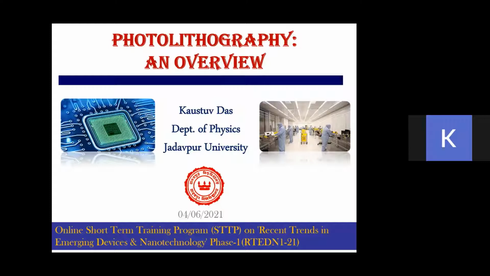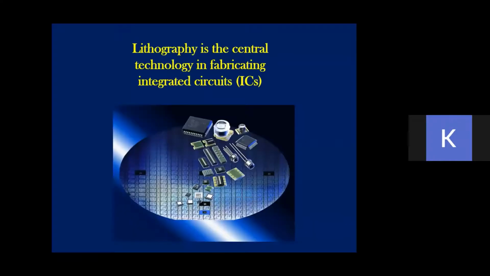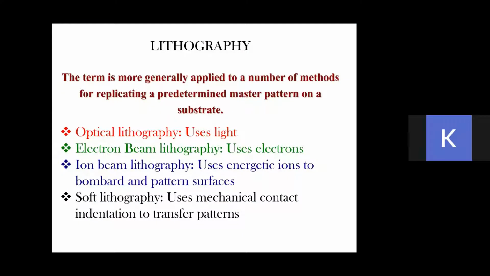This method, lithography, is obviously the most important part of life in the semiconductor industry. Out of various types of lithography, they can be classified into four main parts. One is optical lithography, where you use light as the source. You have e-beam lithography, where electron is the main source. You also have ion beam lithography and soft lithography. In soft lithography, you use mechanical contact, where indentation is used to transfer the patterns. In all the cases, you are transferring patterns.